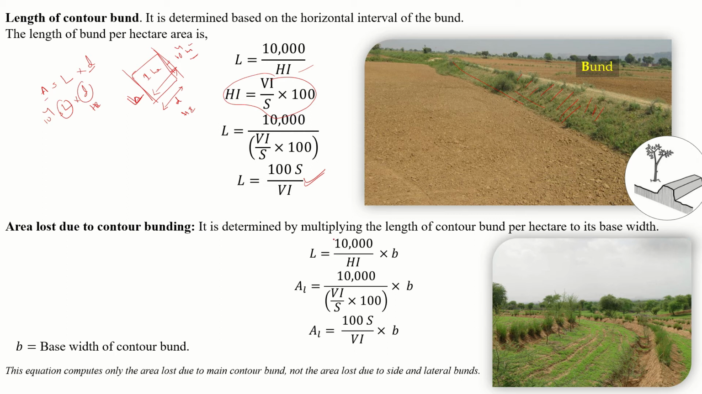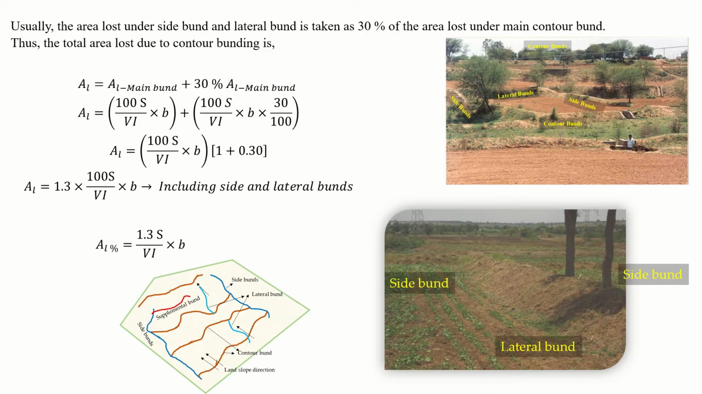So how much percentage of area has been lost? That is simple: the length of the bund into the base width of this bund. This is my base width of the bund. If I know the base width, then this area is entirely lost for cultivation. So B is the base width. You multiply the length of the bund into the base width, and we get the area lost to the contour bunding. This is the area not used for cultivation, and only this area is effectively cultivated.